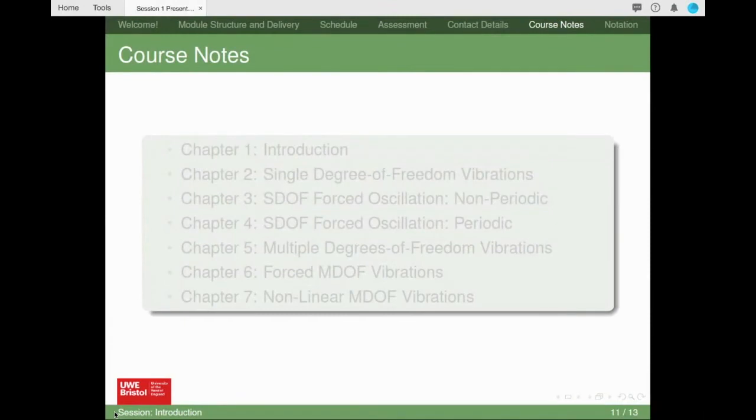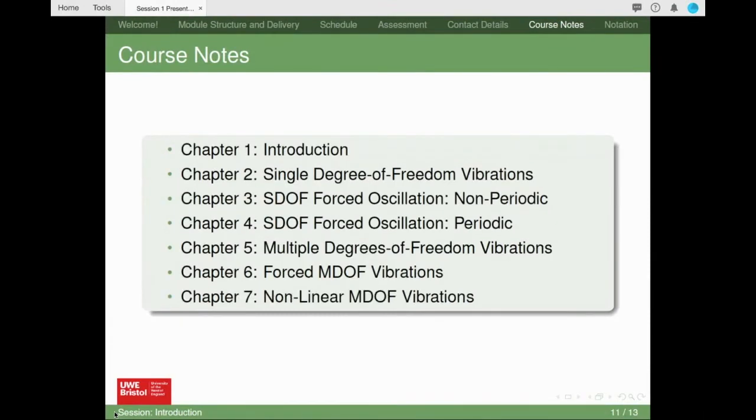So the course notes, like I said, are separated into 7 chapters. We've got the introduction chapter. Chapter 2 is based on single degree of freedom vibrations. So we look at both unforced and forced vibrations, or free vibrations and forced vibrations, both with damping and without damping. Some of that will be revision for you from level 2. Some of that may be new. The way it's presented is possibly slightly new as well, looking at different ways of deriving those equations.